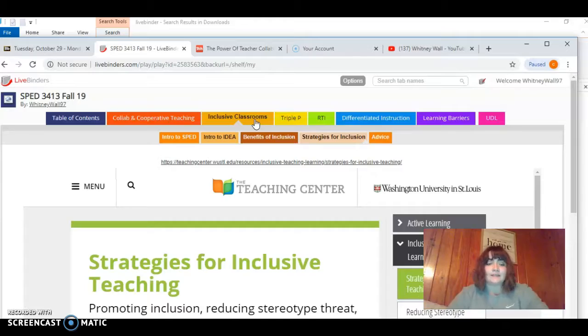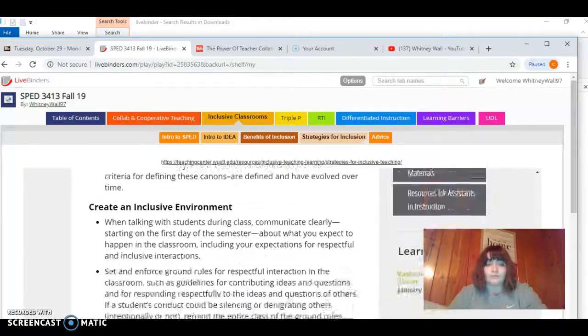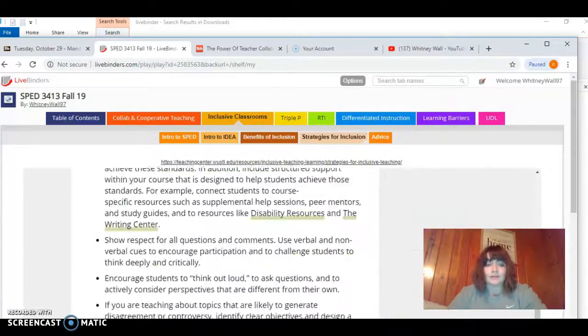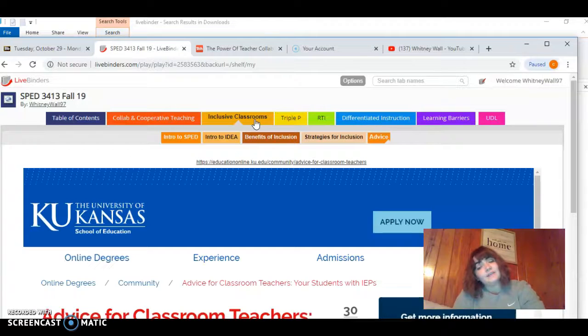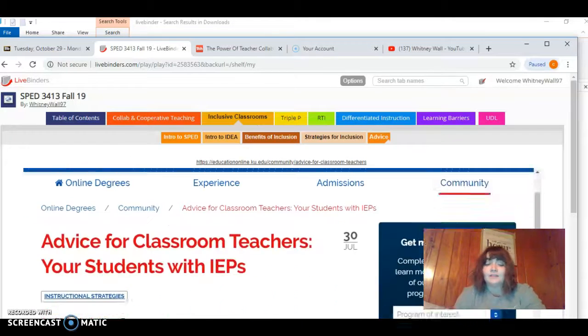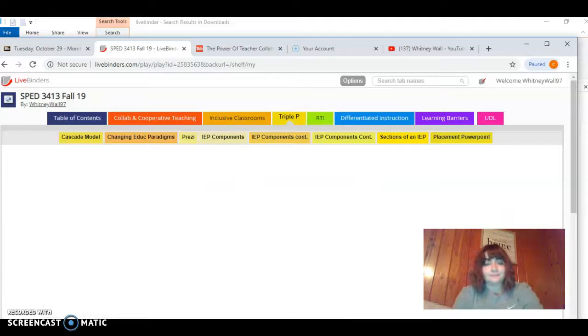And I found this that has some strategies. I thought this was really cool. It kind of goes into the environment, materials you can use, things like that. And then this is a resource that I found that gives some advice for adjusting to your students with IEPs and some tips with that.